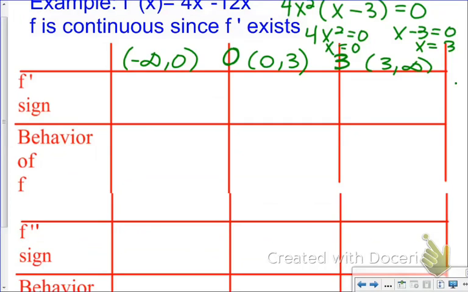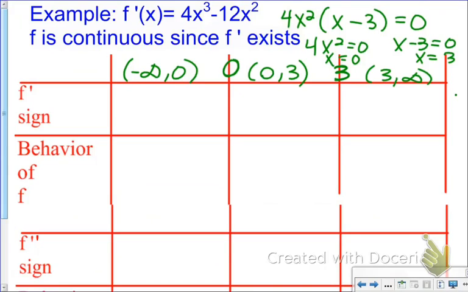Pick a number between negative infinity and 0. Tess. Negative 1. Plug it into the derivative. Remember, plug it into the derivative here. We talk about the behavior of the function down here. Positive or negative when you plug in negative 1? Negative, okay. So that means the function would be what? Decreasing.